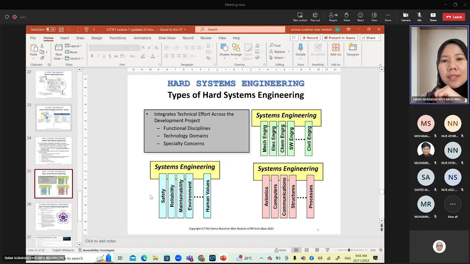And contoh ya, types of hard system engineering, okay. Functional discipline, technology domain, specialty concerns, ya. Ini contoh-contoh, okay. Safety, reliability, human values, ya. So, as I said, bila you dah tinggi level you kan, at the end of the day, ni I dengar daripada talk hari tu ya, leadership conference tu, they said at the end of the day, you akan tengok human values. So whatever technology that you develop, at the end of the day, dia akan fall back into whether the technology provide some kind of benefits to human values.